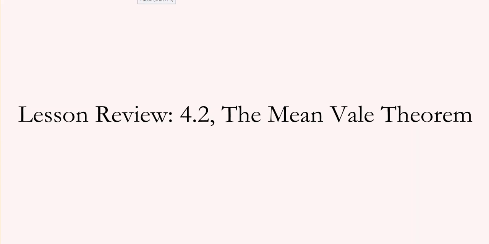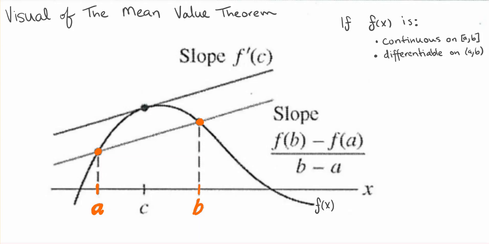In this video, we will review section 4.2, where we discuss the mean value theorem. When thinking about the mean value theorem, it's important to have a visual to help us explain what's going on here. So consider our function f of x, and see that for f of x we've considered endpoints a and b.